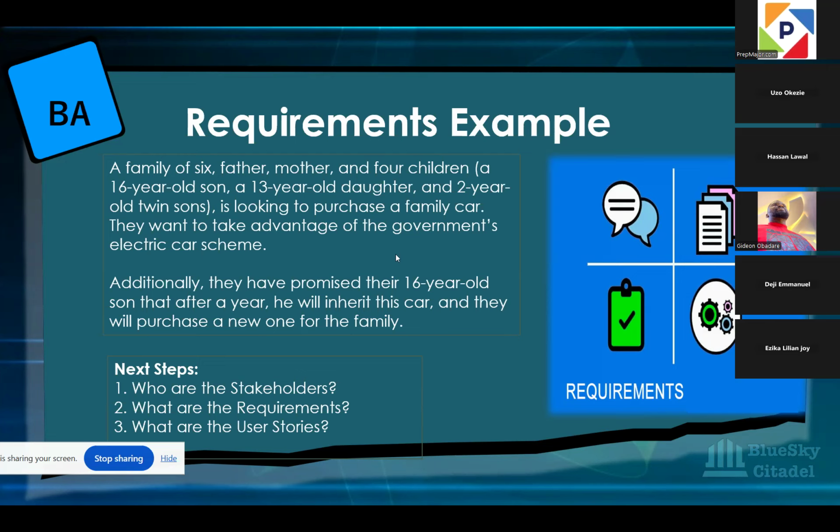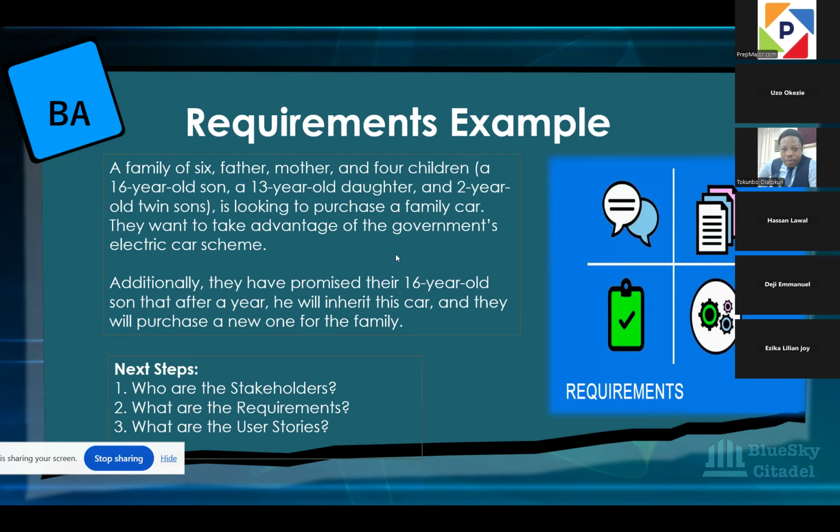Sorry, Uzo, one minute. This is Deji. Hi, Deji. I like how you are going through that. Before the last person spoke, I wanted to comment that this is what happens when a requirement is not really clear and someone misreads it. Uzo, I think what you are saying is that they promised the family is going to get a car, but the lady is interpreting that the car is for the 16-year-old. Do you get it now? Yes, I do.